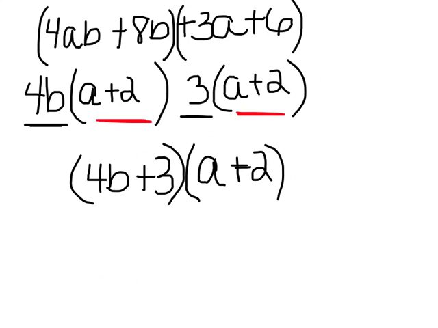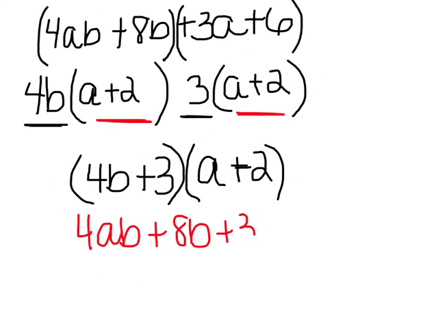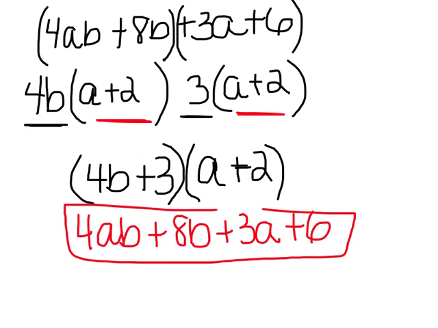As always, you should check your work by finding the product of your 2 binomials. 4B times A is 4AB. 4B times 2 is 8B. 3 times A is 3A, and 3 times 2 is 6. This is the same as our original problem.